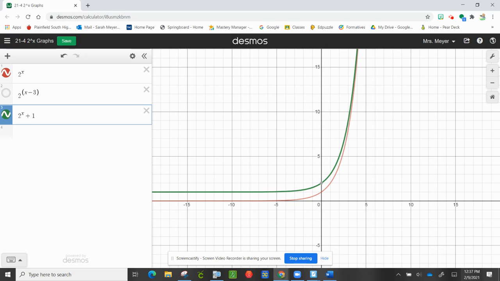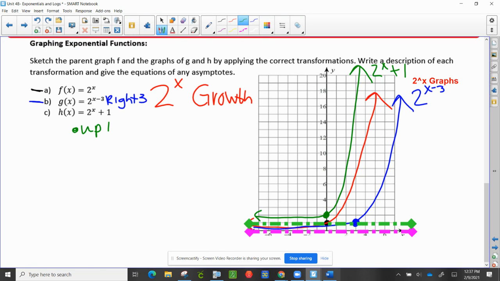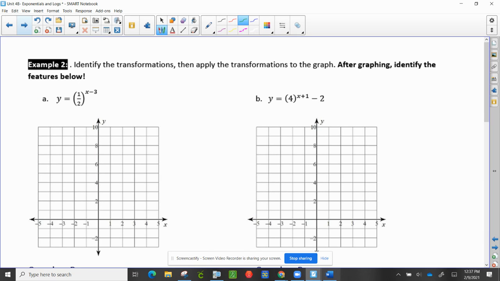Okay. So let's put everything together now on the back side and actually graph some of these functions. So in A, we have 1/2 to the x minus 3 power. Remember that 1/2 is just our base. It's not a transformation. So the only transformation it looks like I really have is that minus 3 in the exponent spot. So that's going to shift our graph right 3.